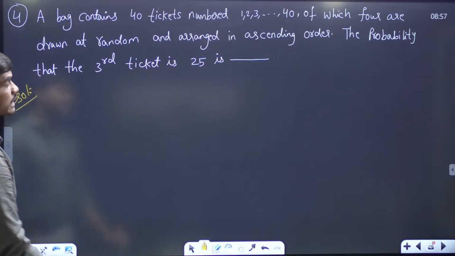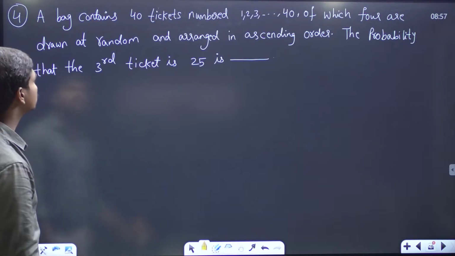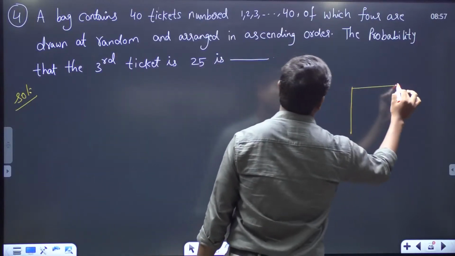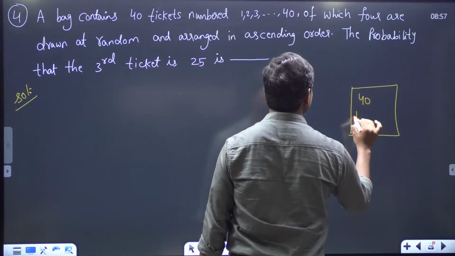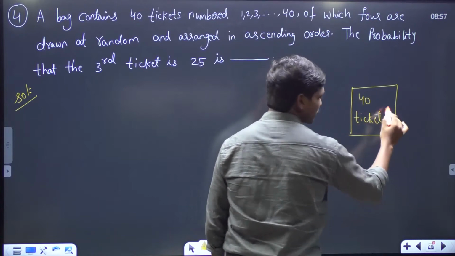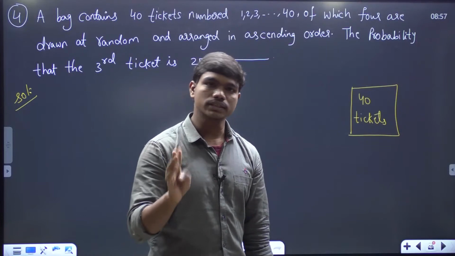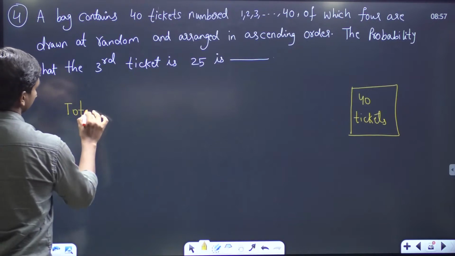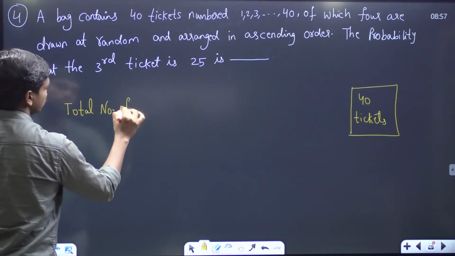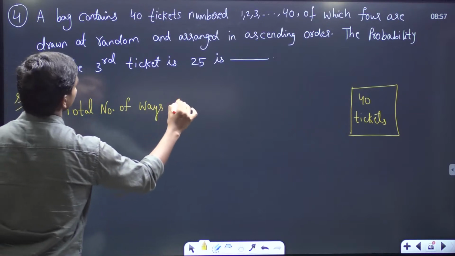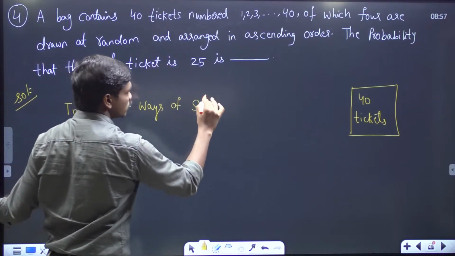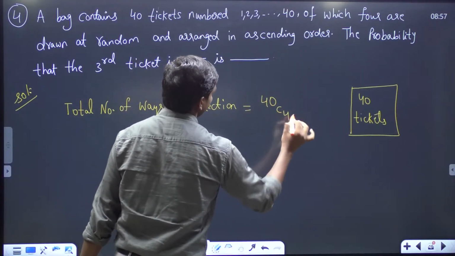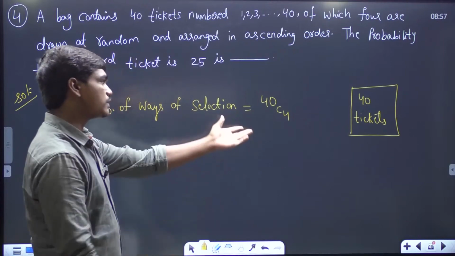A bag contains 40 tickets, numbered 1, 2, 3, and so on up to 40, of which 4 are drawn at random. Means out of a bag having 40 tickets, whose numbers are 1, 2, and so on up to 40, 4 tickets are drawn at random, which means the total number of ways of selection, which means drawing out, is 40C4, correct? Because when there are 40 tickets and you want to choose 4, the total number of ways is 40C4.